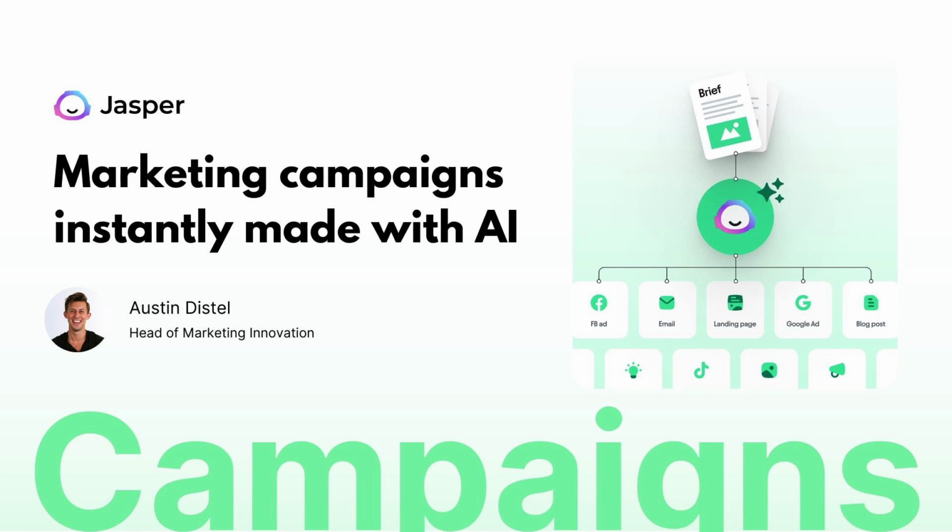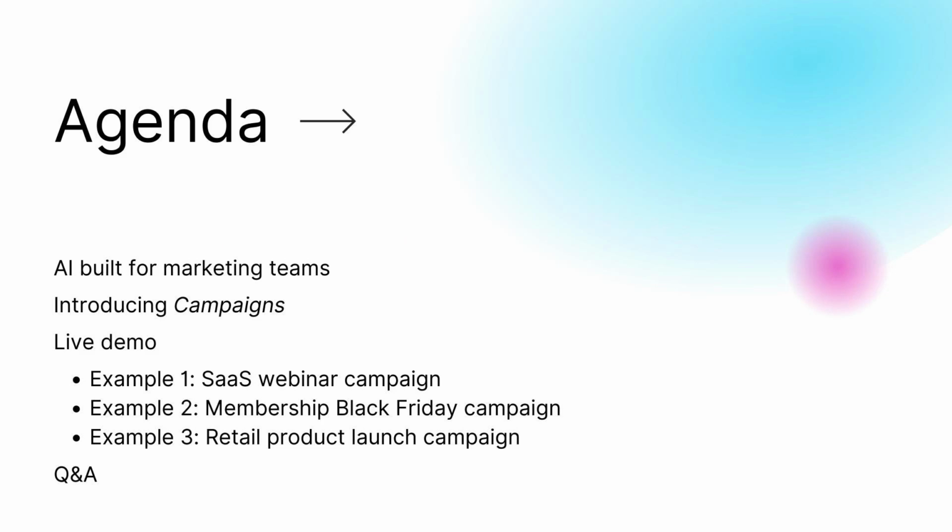Hey, everybody. Welcome to Jasper's webinar today, Marketing Campaigns Instantly Made with AI. My name is Austin Distal, and in today's webinar, we'll be going over a few agenda items. I'm going to show you how an AI that's built for marketing teams. If you all are new to Jasper, if this is your first introduction, wow, that's awesome. Welcome. Most of you all probably here today are already customers. Most of the time, this is product education, so there's not a strong pitch. Don't worry about that. We're going to be talking about our new feature called campaigns.